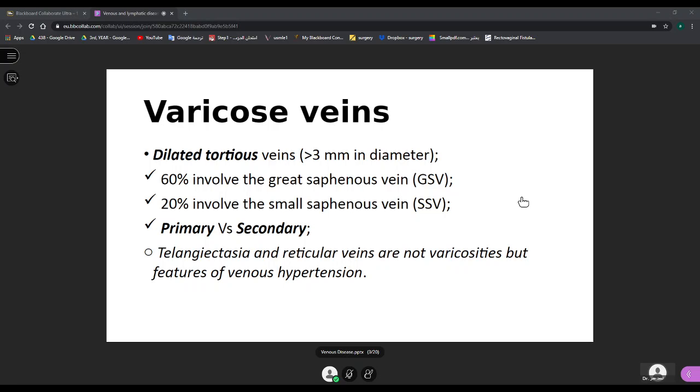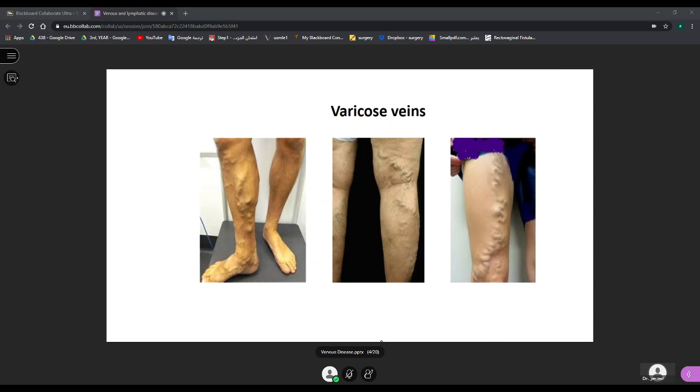They are not typically dilated, more than 3 millimeters in diameter, and they are not tortuous. We don't call these varicosities. These are known as telangiectasia and reticular veins. So they are not varicosities, but still they indicate that there is some degree of venous hypertension that the patient is having. And I will show you a picture showing telangiectasia and reticular veins. Yes, please look at this now. Look at this picture and tell me what you see here on the left side of the screen.